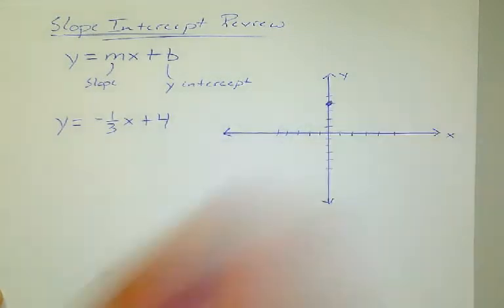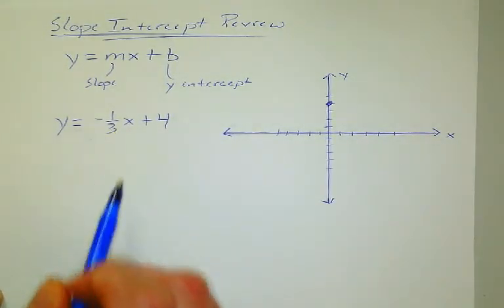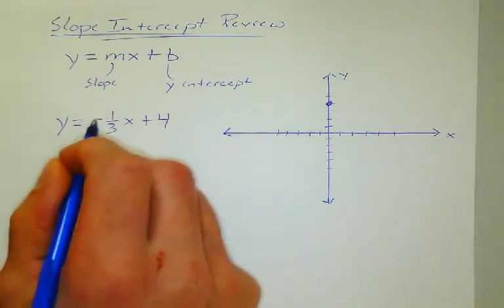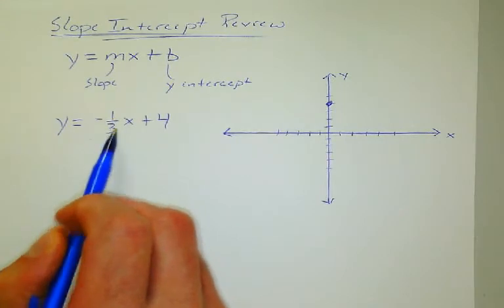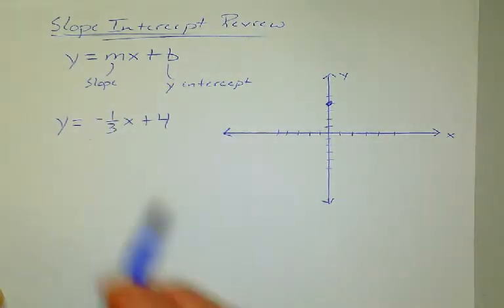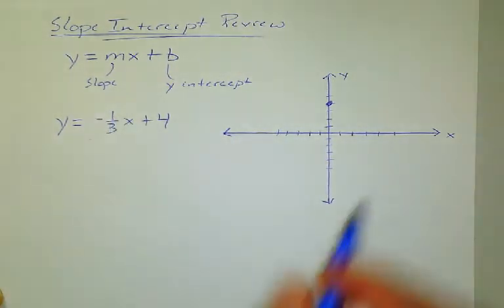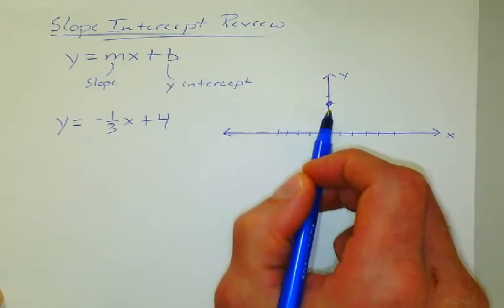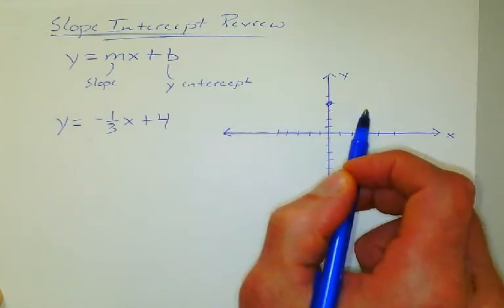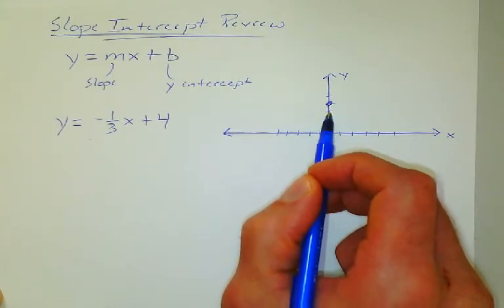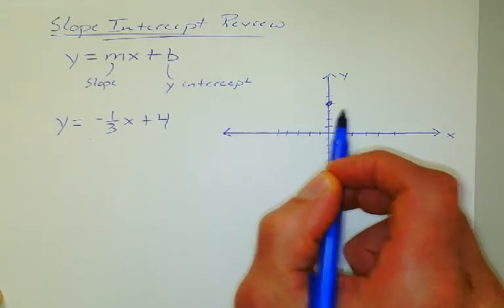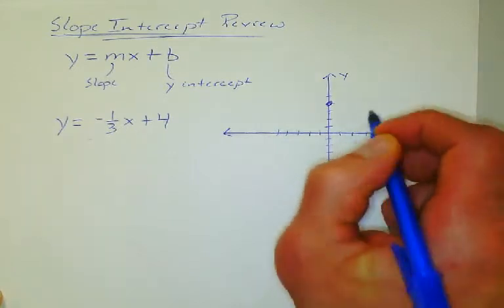Then to generate another point, we're going to use our slope, which is negative 1/3. Now, that negative can only be attached to one of the numbers, either the 1 or the 3, but not both. So let's attach it to the 1. So that means down 1, right 3. So I go back to my y-intercept and I put my pen there and I go down 1, right, 1, 2, 3, and I place a point.